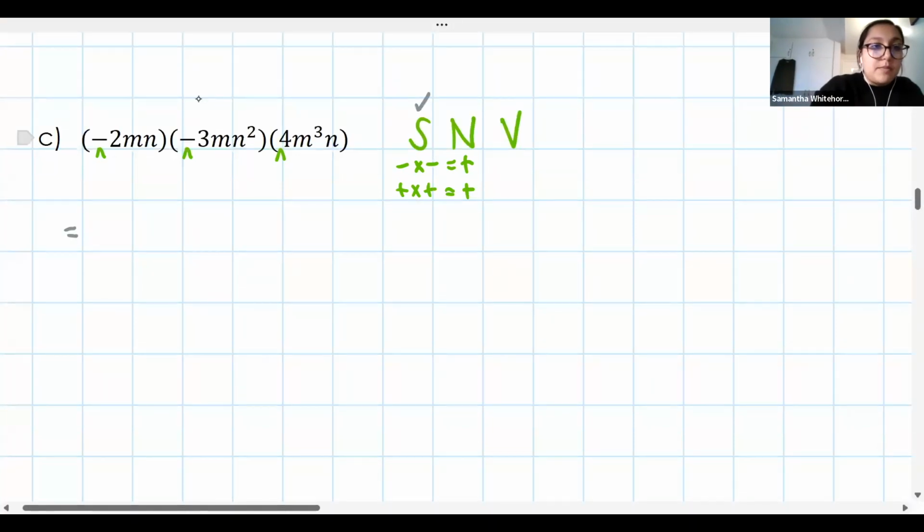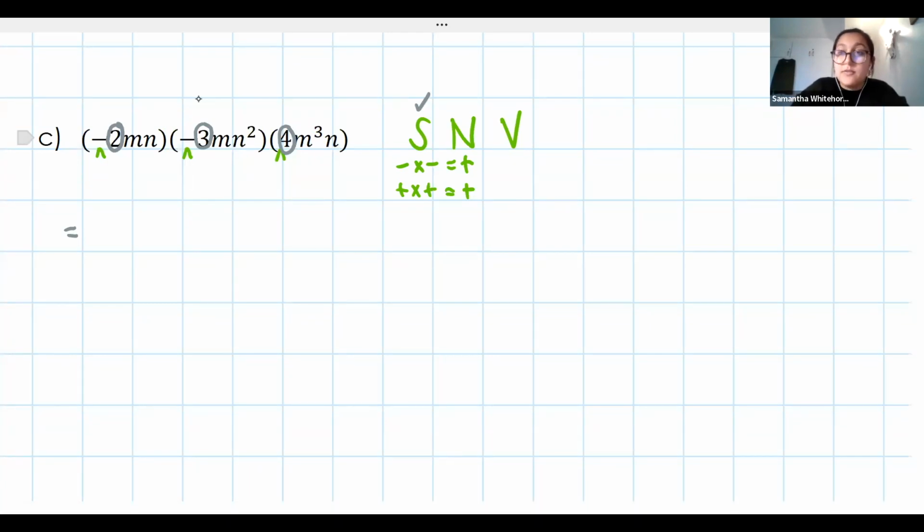Now I look at my numbers. So I look at the coefficients 2, 3, and 4. Notice I'm not including the signs because I've dealt with them. They are done. I've sorted it out. 2 times 3 is 6. 6 times 4 is 24. And now I can go work on my variables.